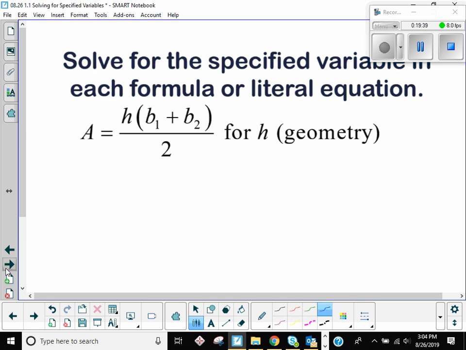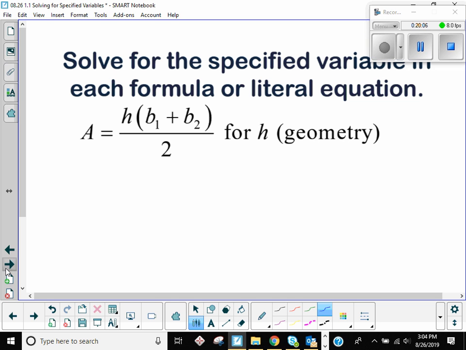All right, so now we got this one. This is a geometry one. So we got area equals height times the sum of two bases all over 2, right? 1/2 height times the sum of the bases. What are we trying to get all by itself? What are we trying to isolate for here? H, okay, do you see H with your eyeballs? Okay, there's a few things happening to H right now. There's a division by 2, which we can take care of. And then there's a group that's being multiplied, the B1 plus the B2.